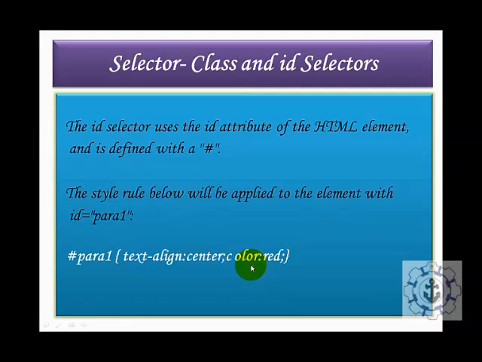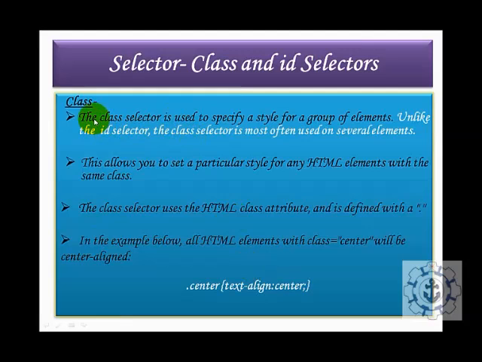Class. The class selector is used to specify a style for a group of elements. That is, an ID is for a single unique element, and a class is for a group of elements. Unlike ID, the class selector is most often used on several elements. In case of ID, it can be used only for a single specific element, because, for example, if you take any ID, an ID cannot be in multiple, it will be unique for one person. Likewise, if you use an ID, it will be unique for a specific element. But in case of class, you can use this class for several elements.